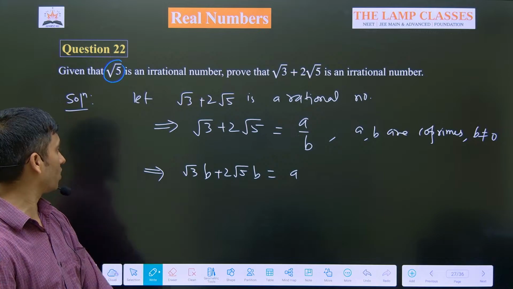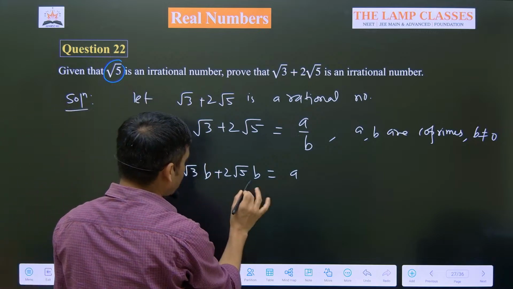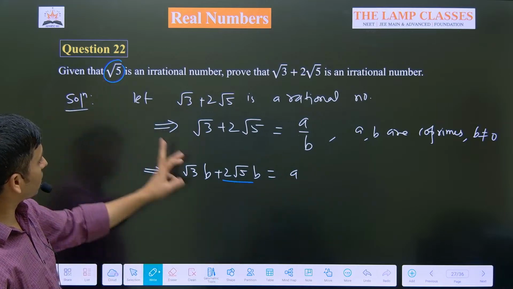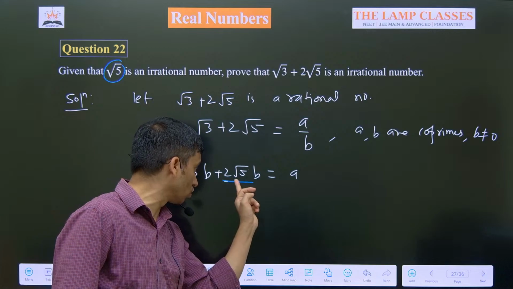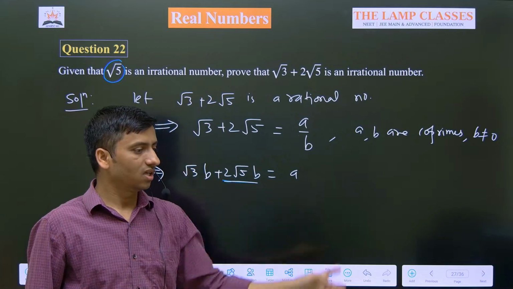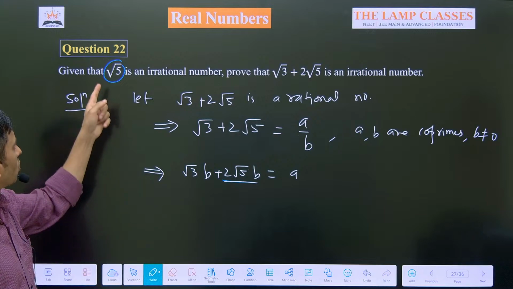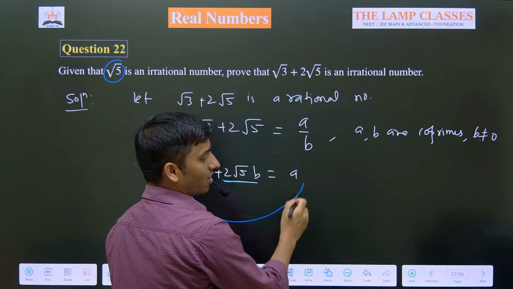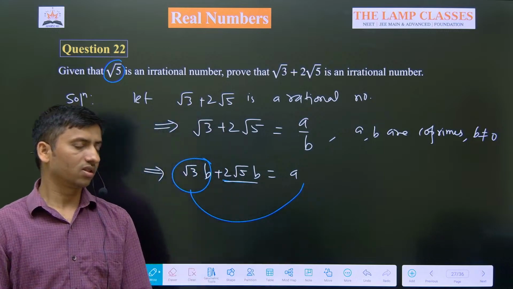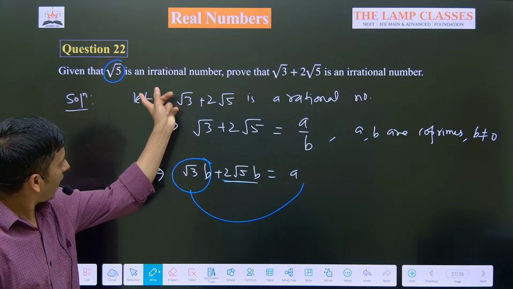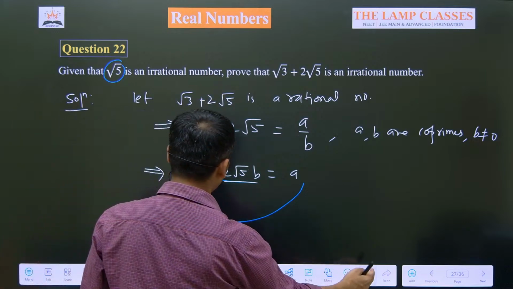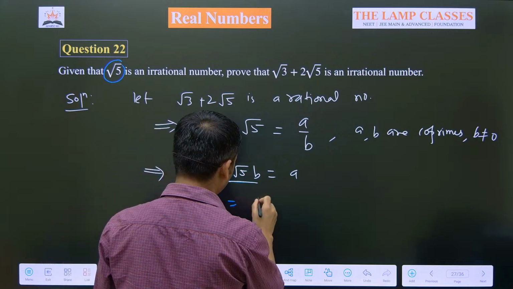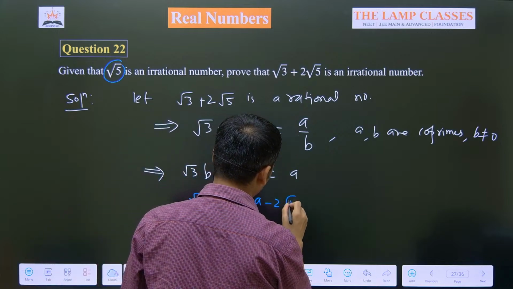So whichever statement they give, utilize that fact. Root 5 irrational, whichever they have given irrational, send that term to the right side. Here they have given root 5 is irrational, so I will send this 2 root 5 into b to the right side. If they had given root 3 is irrational, I would have sent this root 3 to the right side. Just remember that, okay? The solution has to change as per the given statement. So here we are going to send 2 root 5 to the right side, so a minus 2 root 5 into b.